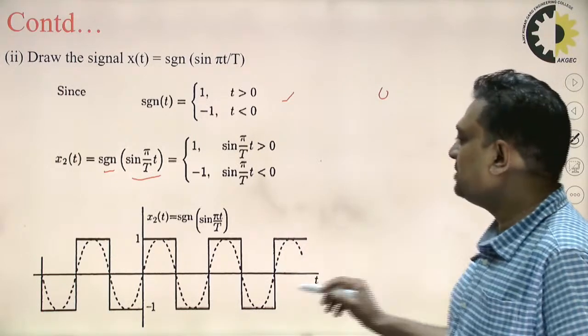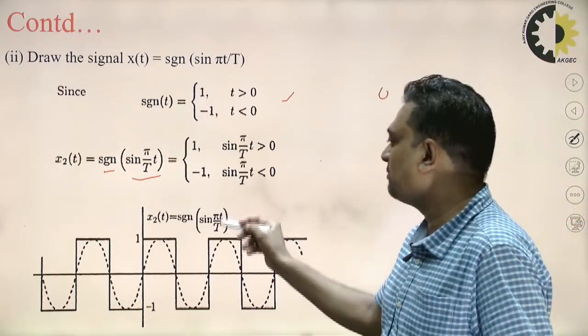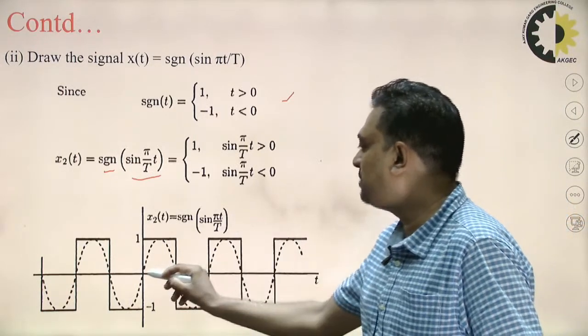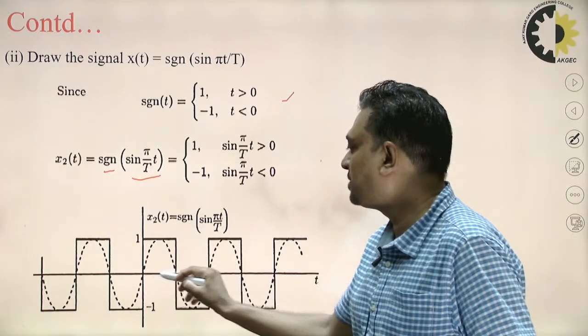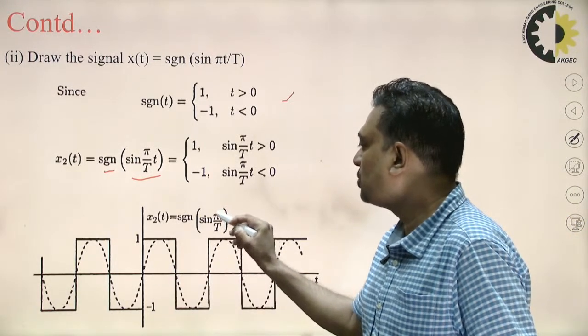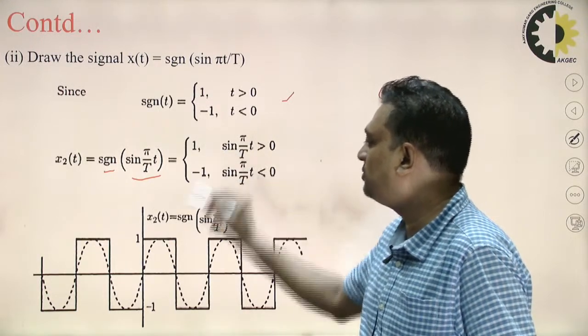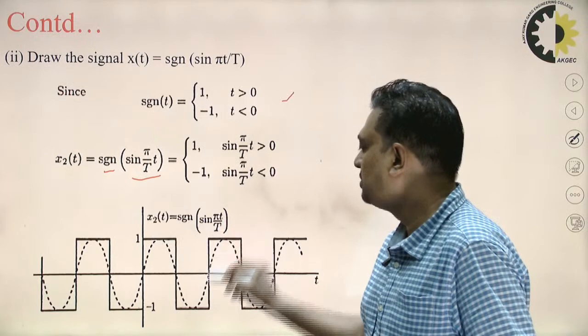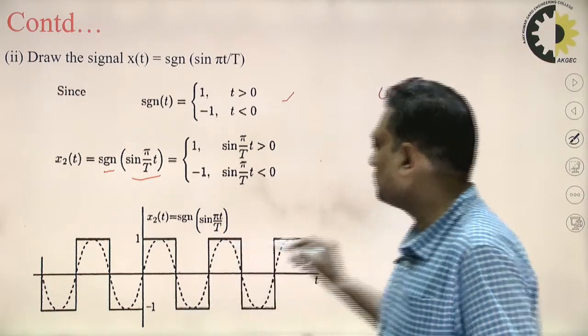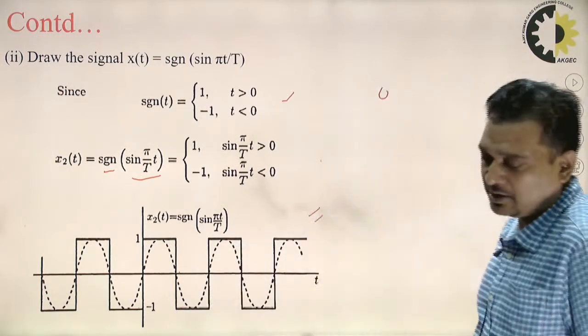Let's say we fix some interval of t. In this period from 0 to pi, you can see you always have the positive value of the signum function. So that's why this value is 1, and for the other ranges we have this. So this is the signum function that we are getting.